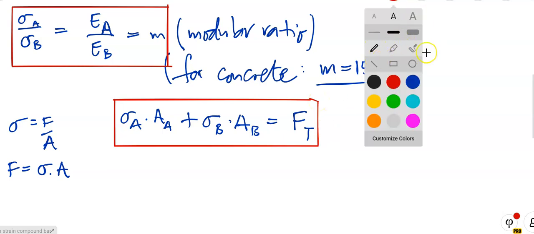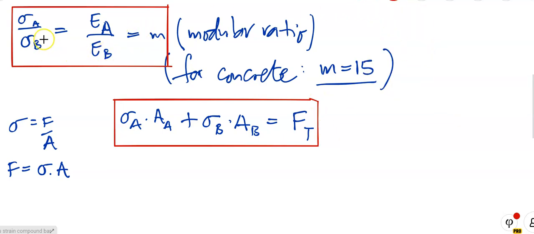Okay, right. So just to recap, stress of A over stress of B is equal to E of A over E of B is equal to M. That's the modular ratio equation, and for concrete it's generally in the region of 15. And notice it's a ratio, it has no units of measurement. Why? Because what's the unit of measurement for Young's modulus? It's newtons per millimeter squared, and newton per millimeter squared divided by newton per millimeter squared is equal to a number.